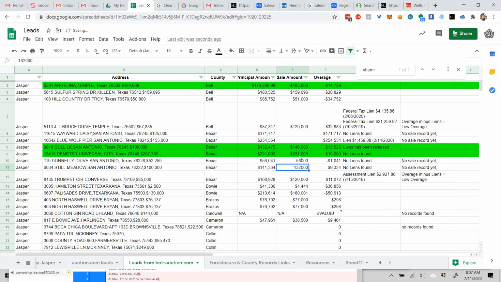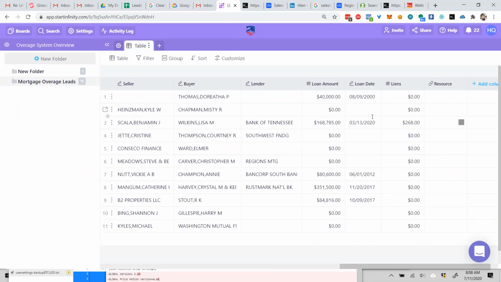No overage. Okay, so once we actually find the sales amount, what it sold for, then we can determine if these are actual overages. There's quite a few here in Jasper's list. Is it Jasper? Jasper's the one that found this. So let's go ahead and search through all of them. Okay, so that's the task for now. And if we find any that are actual overages, then let's move them into our board here.